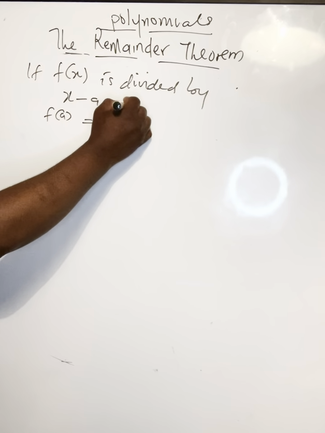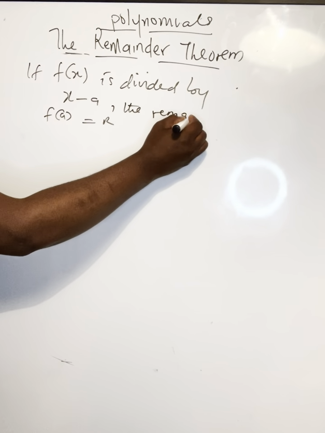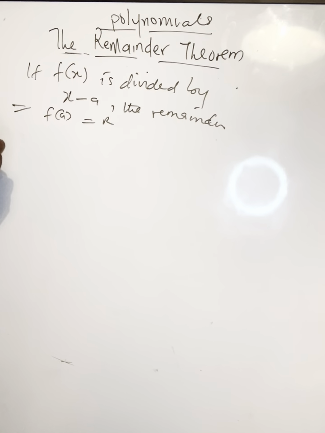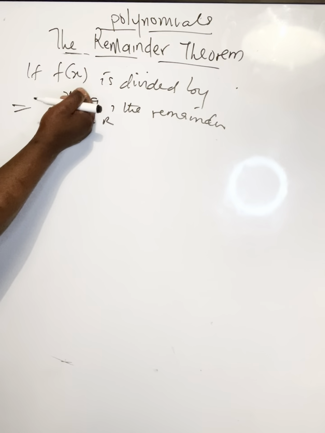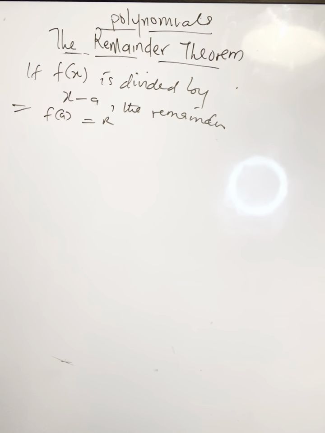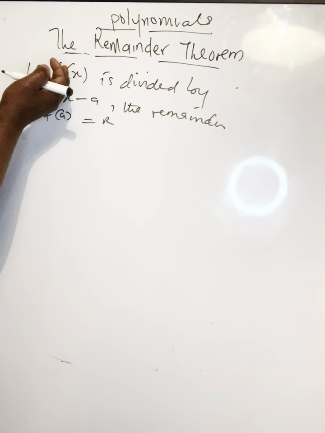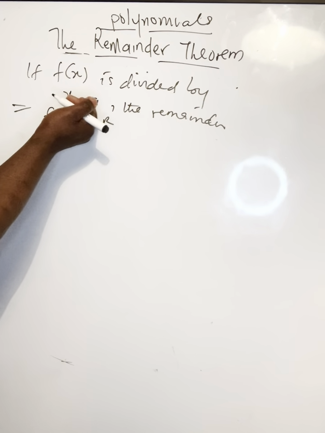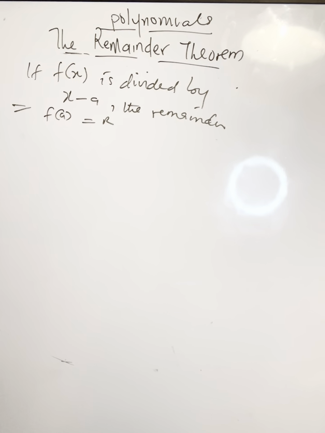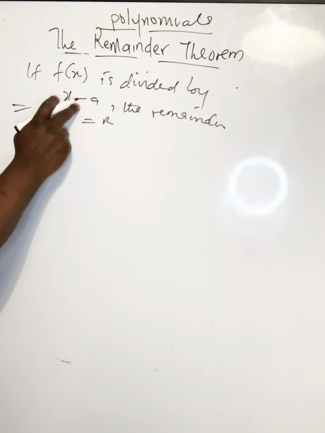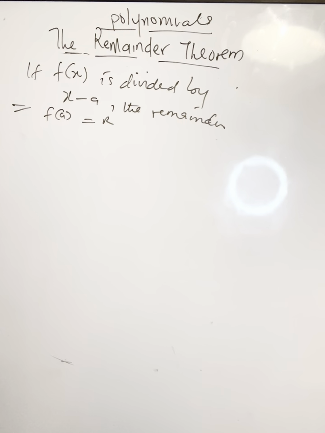Now the remainder is equal to this. So why? Because if you equate the divisor to 0, making x the subject of the formula, x is going to be a. So we replace x in the main polynomial expression with a. Whatever you get will be equal to the remainder when the expression is divided by this linear expression, x minus a.